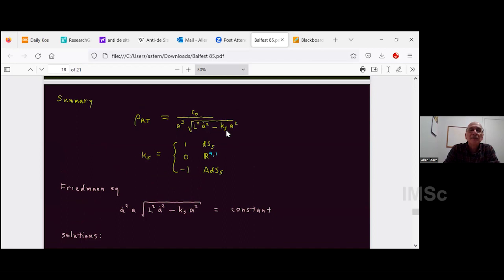It's written in terms of something I called K5, which can have values 1, 0, and minus 1, which tells you what kind of background space you have. So K5 equals 1 is de Sitter space, 0 is flat space, and K5 equals minus 1 is anti-de Sitter space. If one ignores all other matter and energy sources in the Einstein equation, this is the Friedmann equation that you get. It's not so bad.